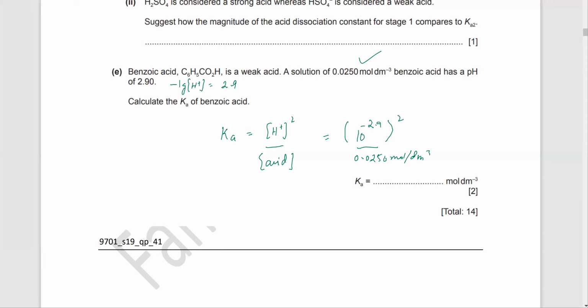6.3 into 10 power minus 5. You get 6.3, 10 power minus 5? Okay. Yes. So it's 6.3 times 10 power minus 5.